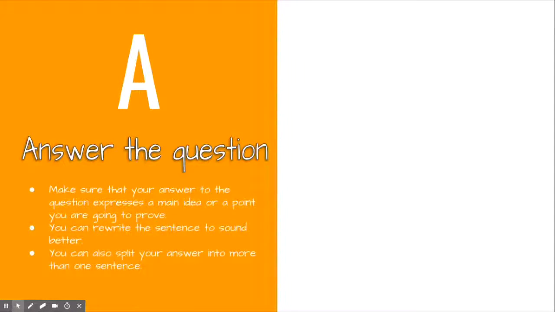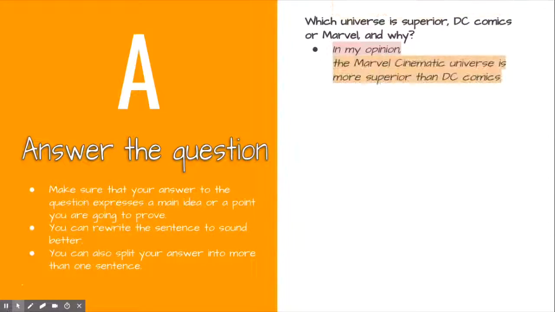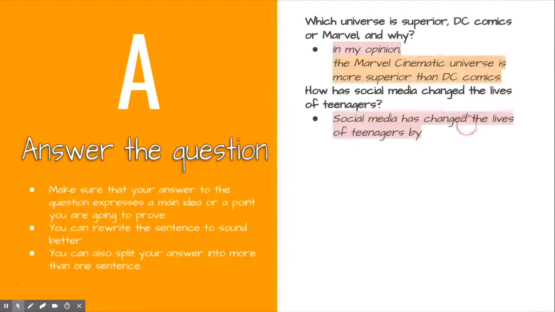Okay, so we're going to take the questions from the last page. Which universe is superior, DC Comics or Marvel, and why? So we restated by saying, in my opinion, and now we're going to answer it. The Marvel Cinematic Universe is more superior than DC Comics. That's what I think. So that is what I am saying. Second example: how has social media changed the lives of teenagers? If you remember, we restated by saying, social media has changed the lives of teenagers by, and now I'm going to answer the question: making it easier to connect to their peers.